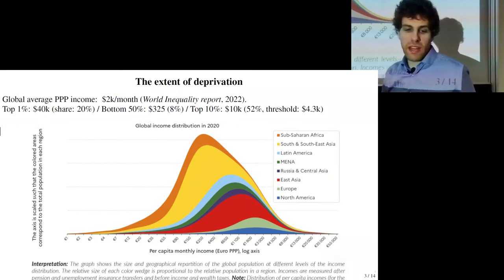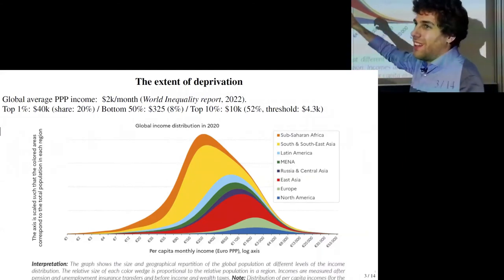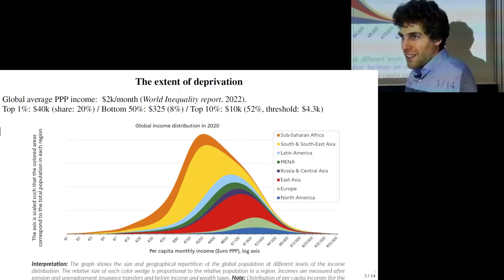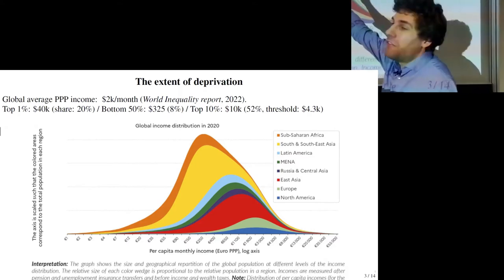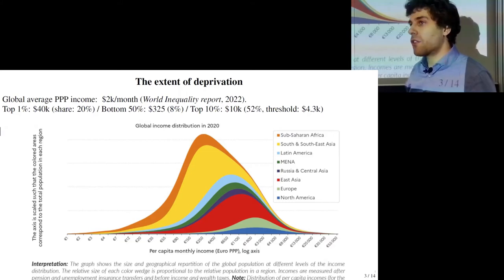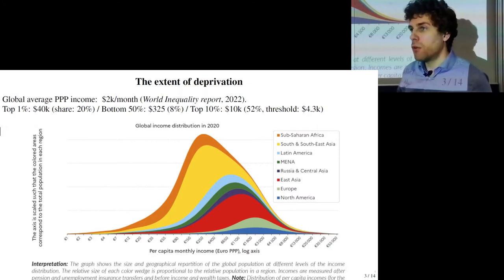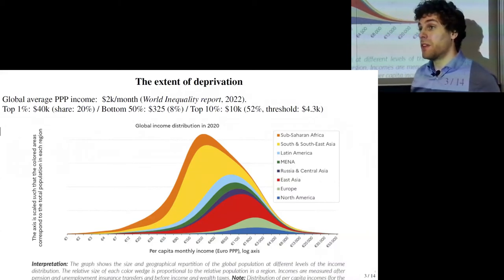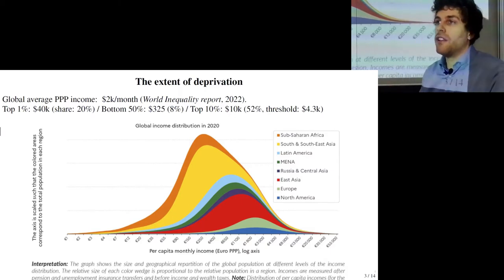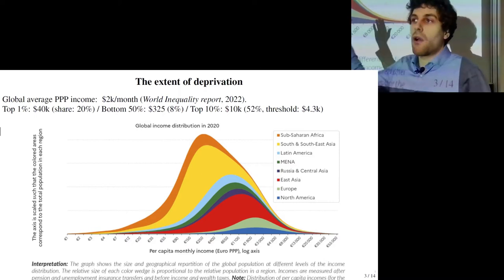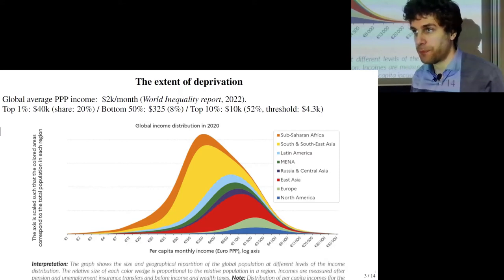PPP income means that, at the real market exchange rate, the income of people in the bottom 50% is actually lower, because they live in low-income countries where goods are cheaper. The idea is that if you live in Colombia with $2,000 per month, you are rich enough to have a maid. If you live in Switzerland with $2,000 per month, you can barely pay your rent. And so PPP adjusts. $2,000 per month in Colombia would correspond to, I don't know, 6,000 in Switzerland, something like that.